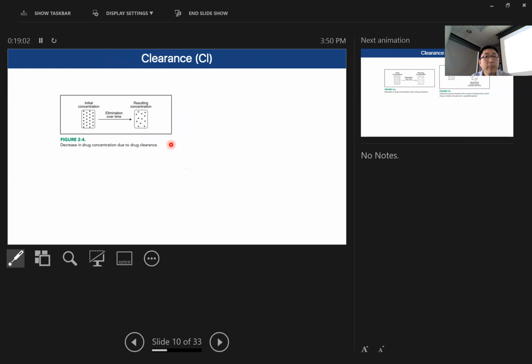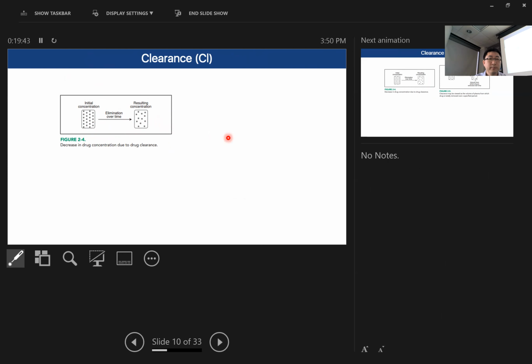We'll skip that. So clearance is the second primary PK parameter. This concept is a little bit interesting. For a normal person, let's think of this as a beaker. You have all these dots, which are drug molecules. When you have this so-called elimination process, over time we generally believe the drug concentration decreases. That's why you see these sparse drug molecules. That's generally what we believe happens.